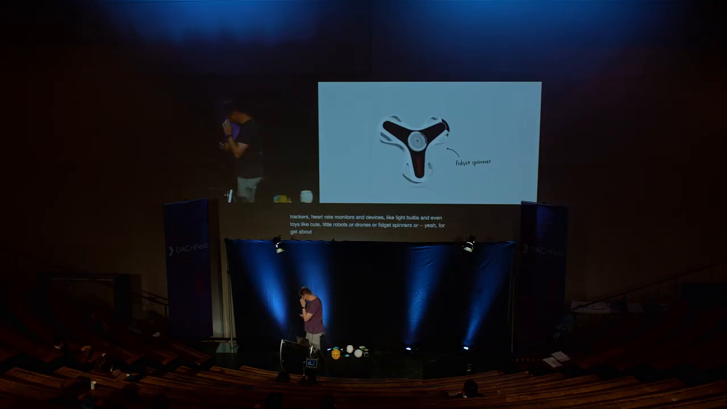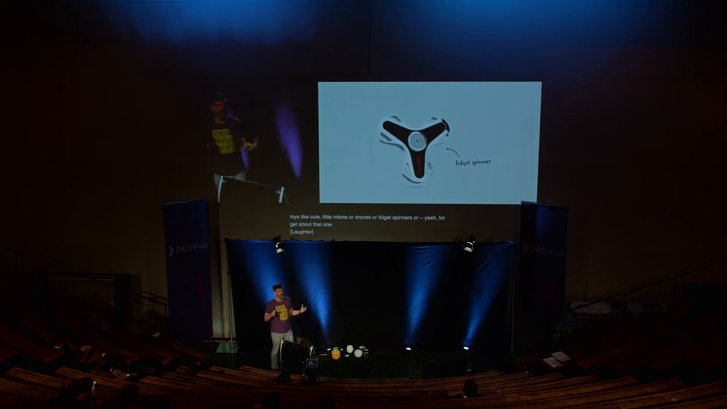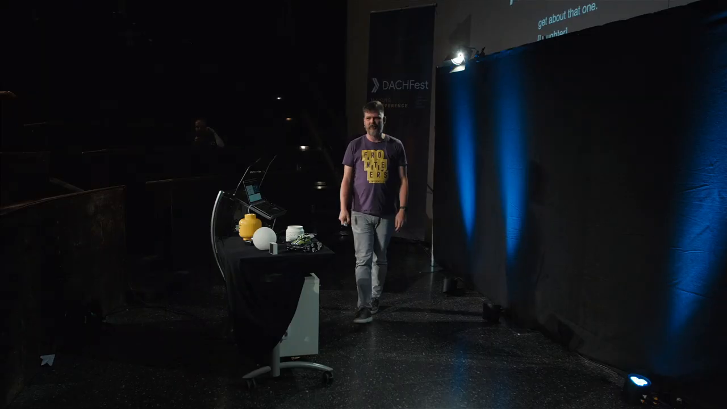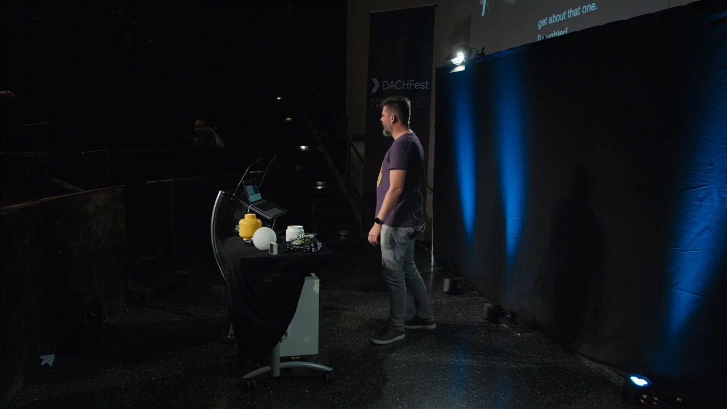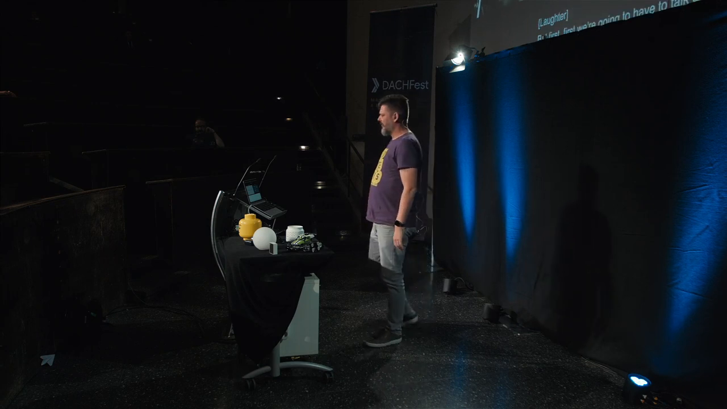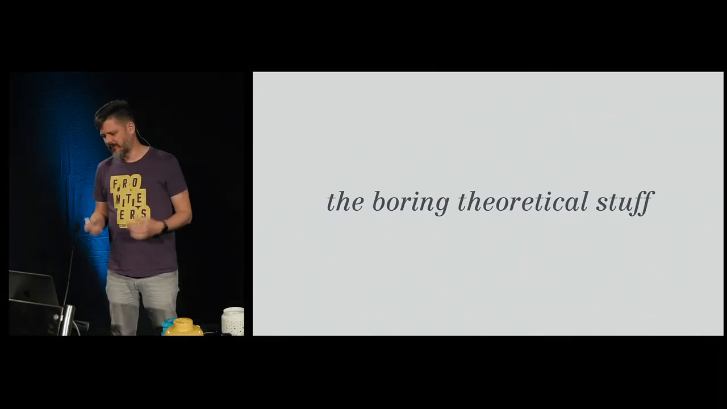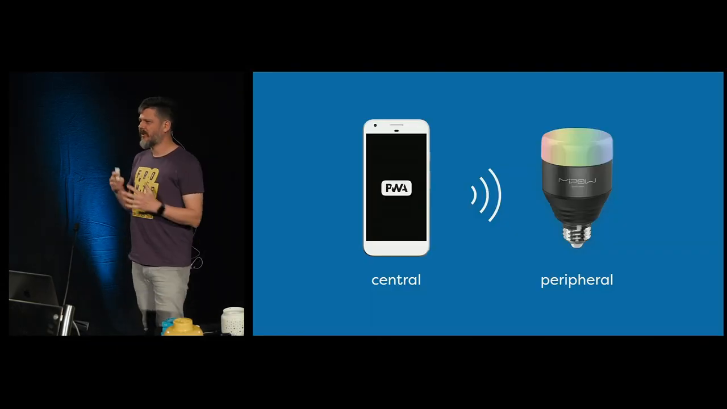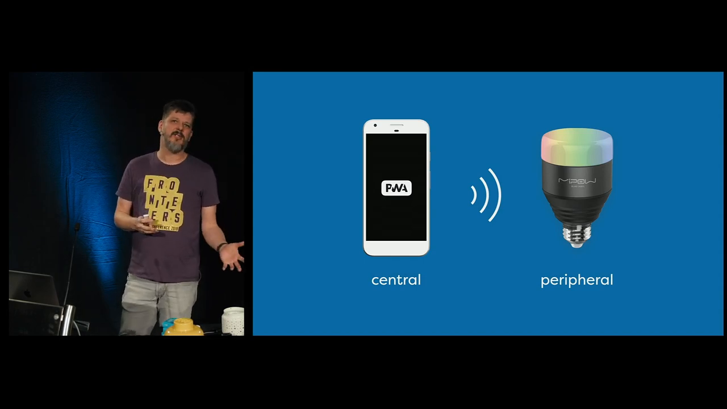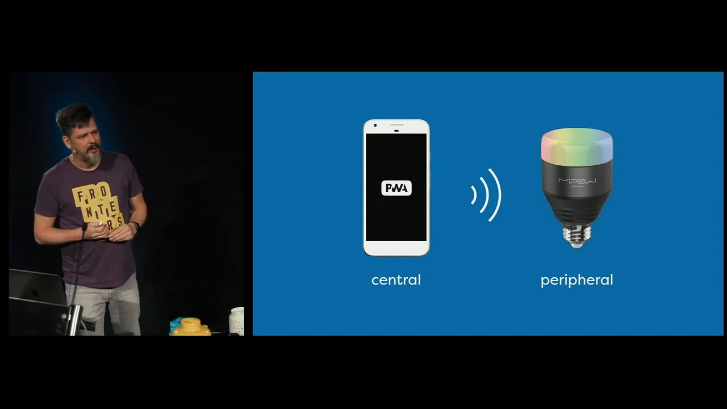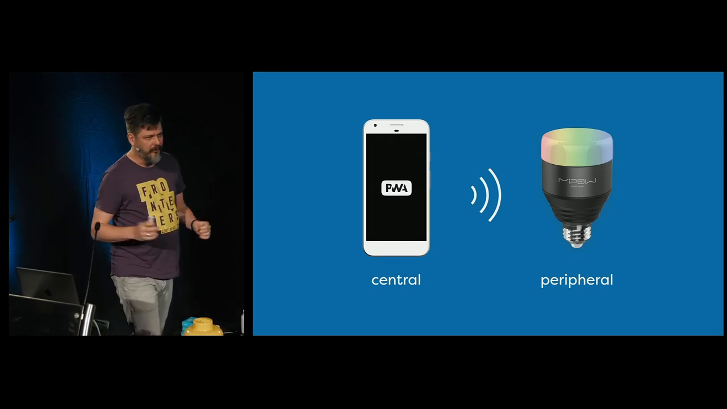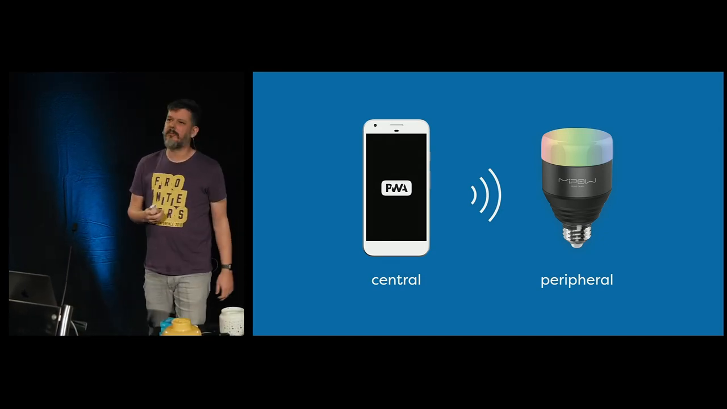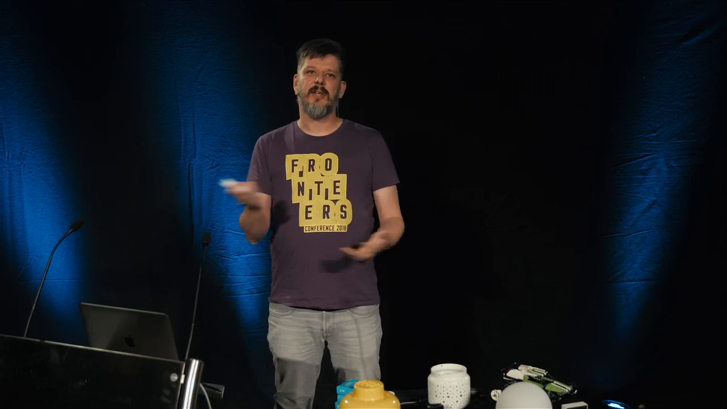But first, we're going to have to talk about the boring theoretical stuff, about Bluetooth itself. And Bluetooth isn't a web standard, so things are a little bit different. When we're talking about Bluetooth devices, we have central devices and we have peripherals. A central device can connect to a peripheral, but a peripheral can't connect to a central device. So it's one way for connecting, and then you can exchange data.